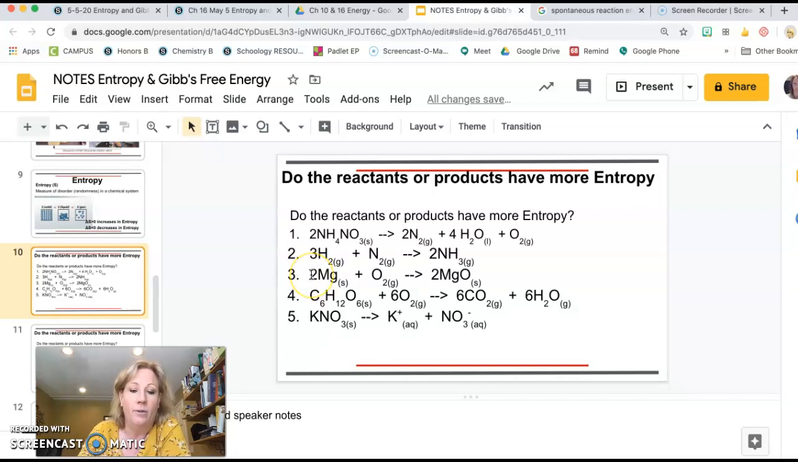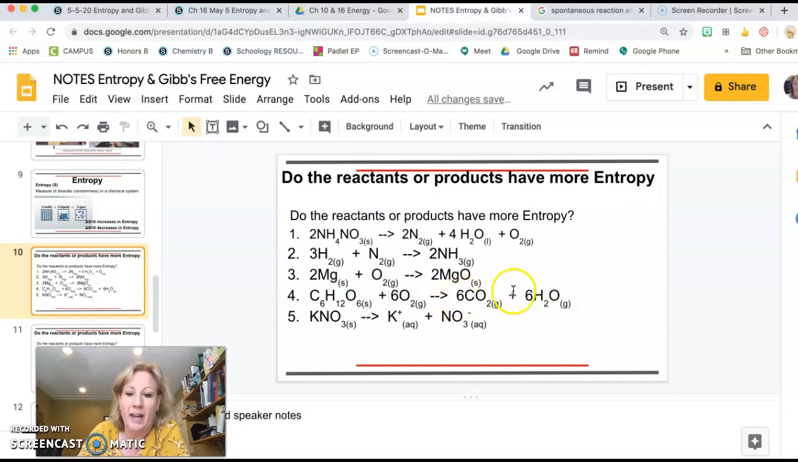And then if we go to the third reaction, obviously these reactants have more entropy because you're forming a solid, plus there's more moles over here too. Number 4, you have to look at the moles.